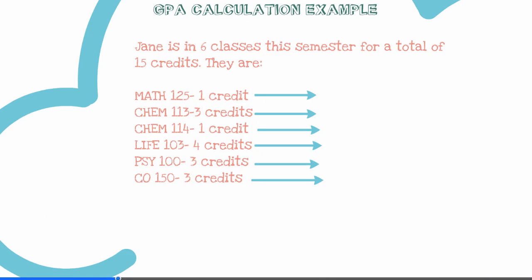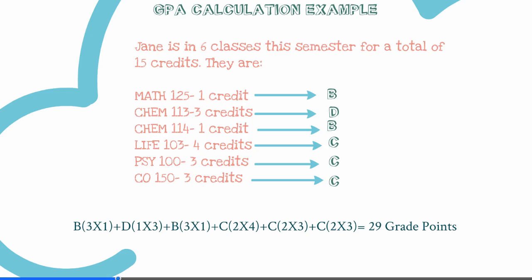Jane is registered for 6 classes this semester for a total of 15 credits. Jane earns the following grades and she is really pleased with herself. She's earned 2 B's, 3 C's, and only 1 D. However, when we multiply Jane's quality points for each course by the credits for each course, it results in 29 grade points. When we divide that by her 15 credits, we will see that Jane has earned a 1.9 for the semester.